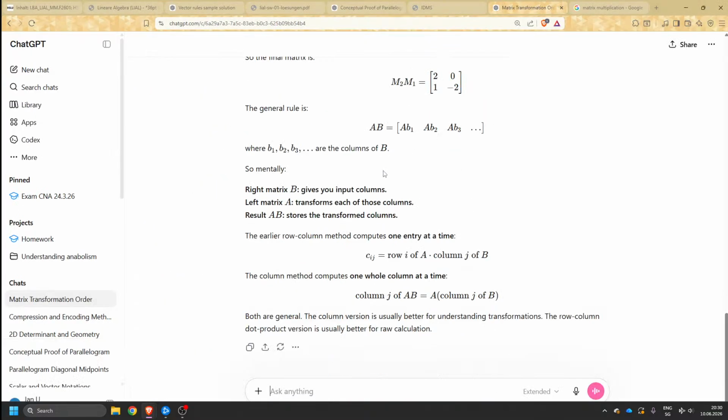The column method. Okay, whatever this is.